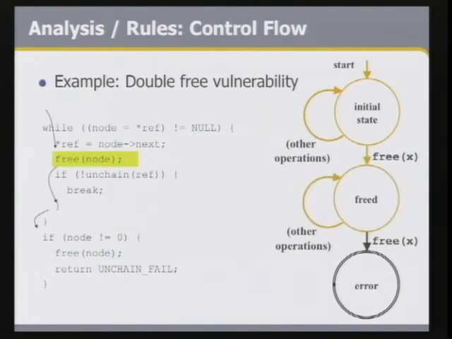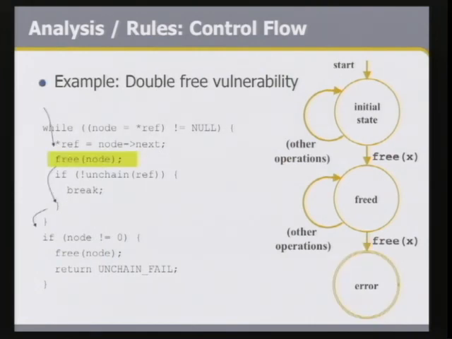The next scenario, we go into the while loop, so we see a call to free. Now, we've entered the first state, and we've bound x to the variable node in the program, because we saw a call to free on that variable. But we don't enter the bottom if block, and we don't see a second call, so no error here.